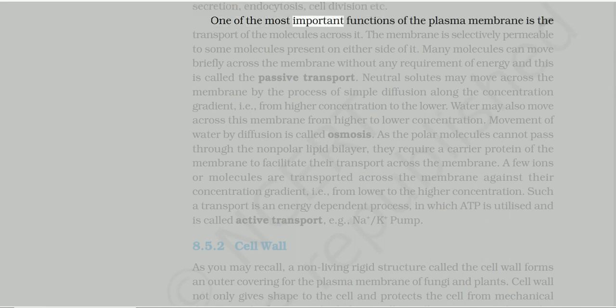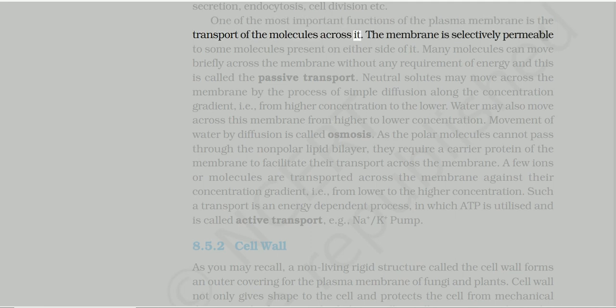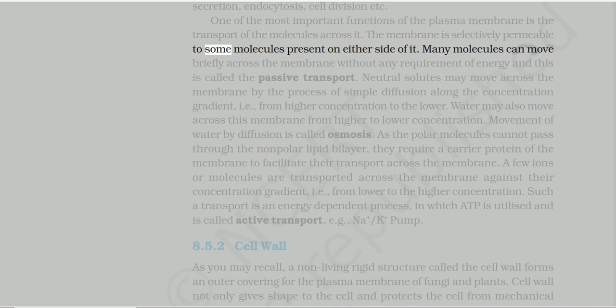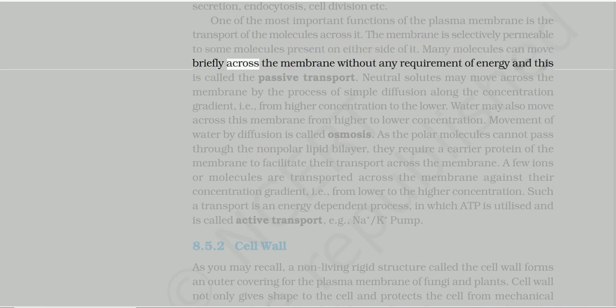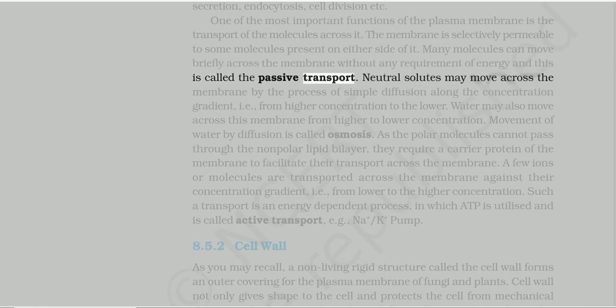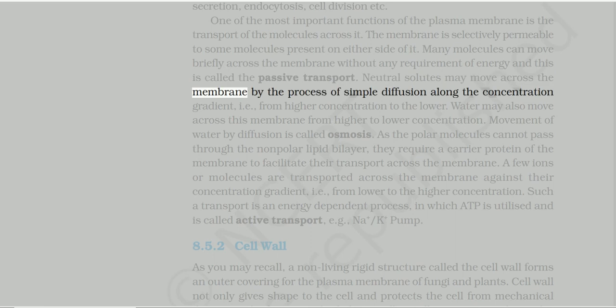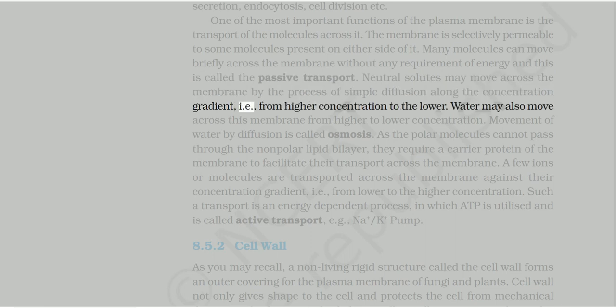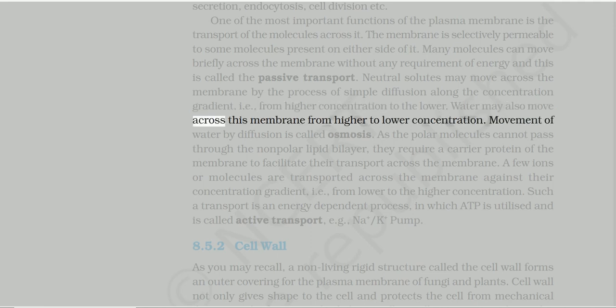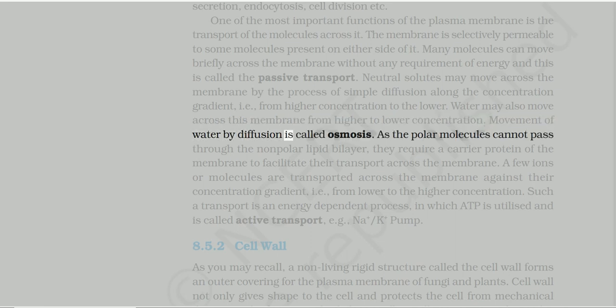One of the most important functions of the plasma membrane is the transport of molecules across it. The membrane is selectively permeable to some molecules present on either side of it. Many molecules can move freely across the membrane without any requirement of energy, and this is called passive transport. Neutral solutes may move across the membrane by simple diffusion along the concentration gradient, i.e., from higher concentration to the lower. Water may also move across this membrane from higher to lower concentration. Movement of water by diffusion is called osmosis.